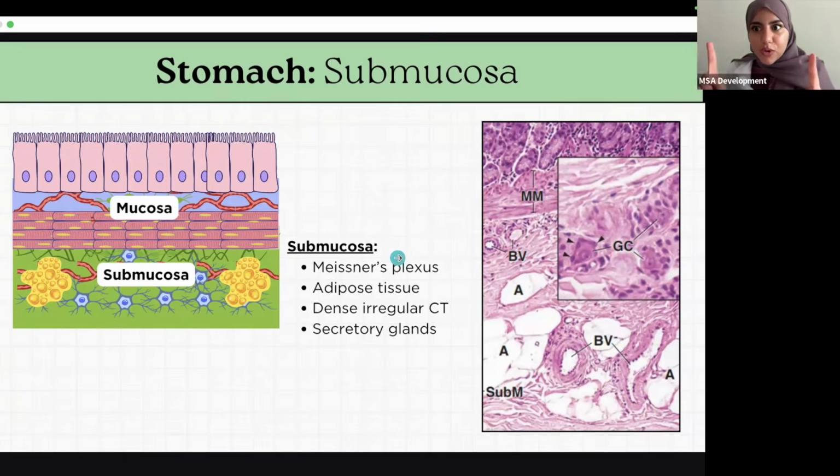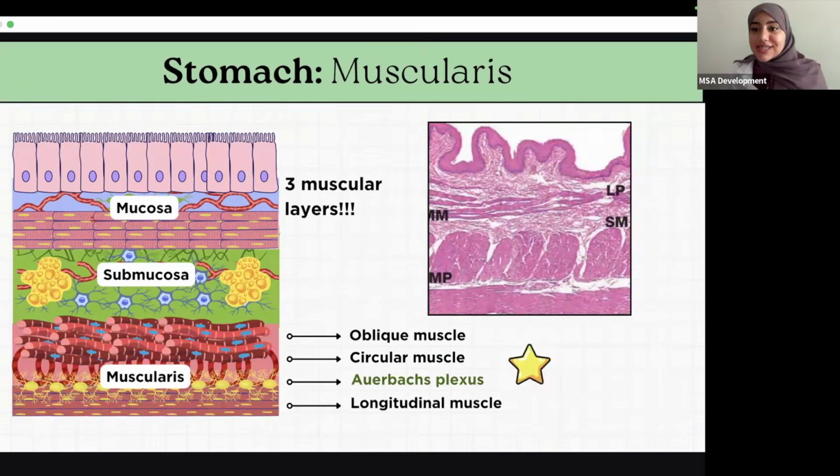And what did we say before? Meissner's plexus is found where? In the submucosa. It's also found here. And lastly, this is so, so, so high yield. The stomach does not have only two layers.